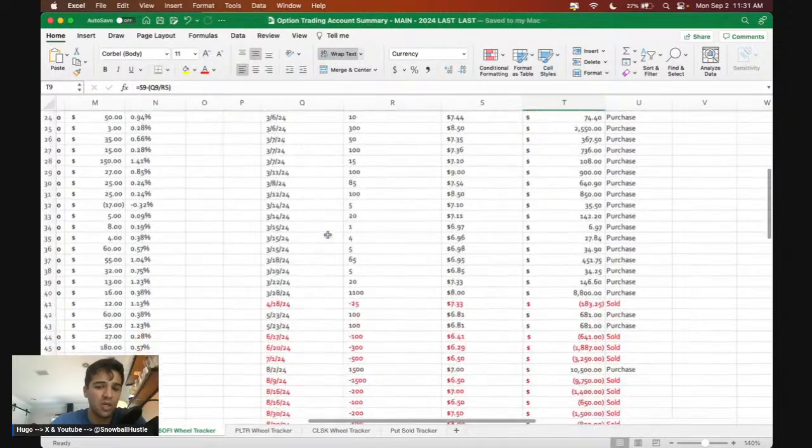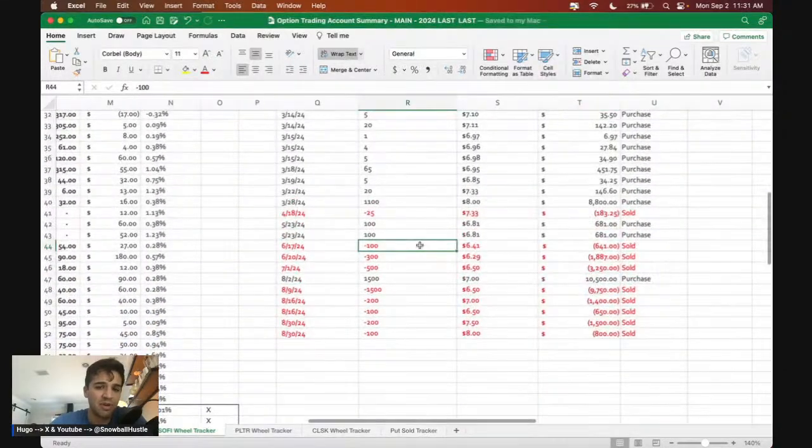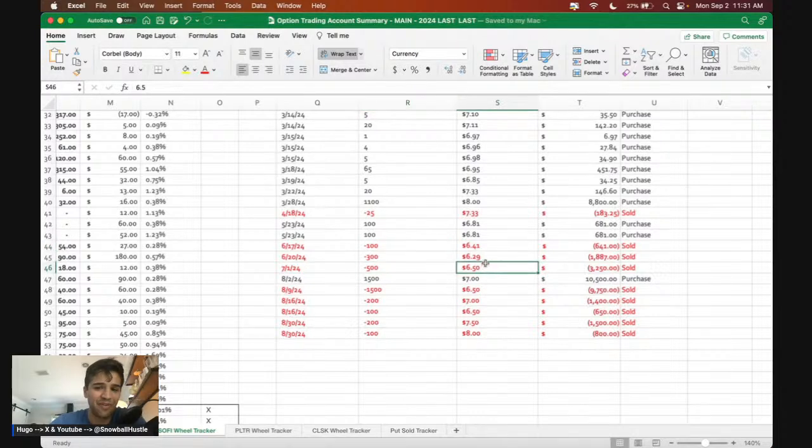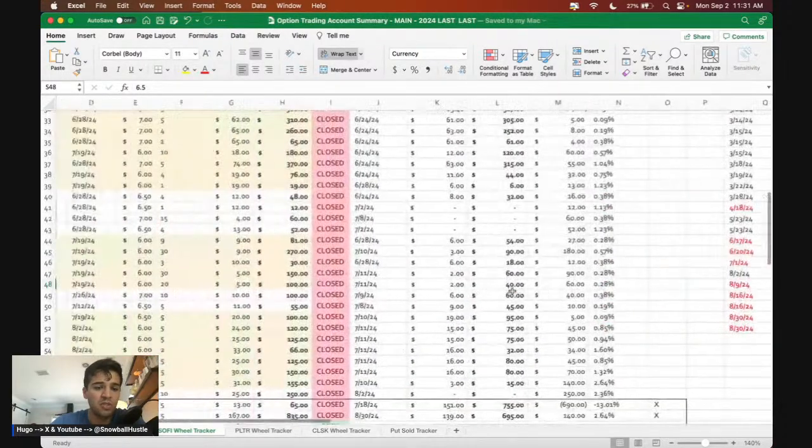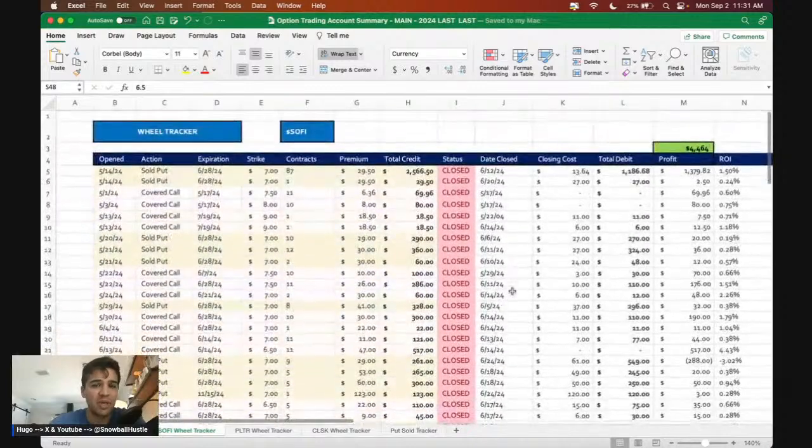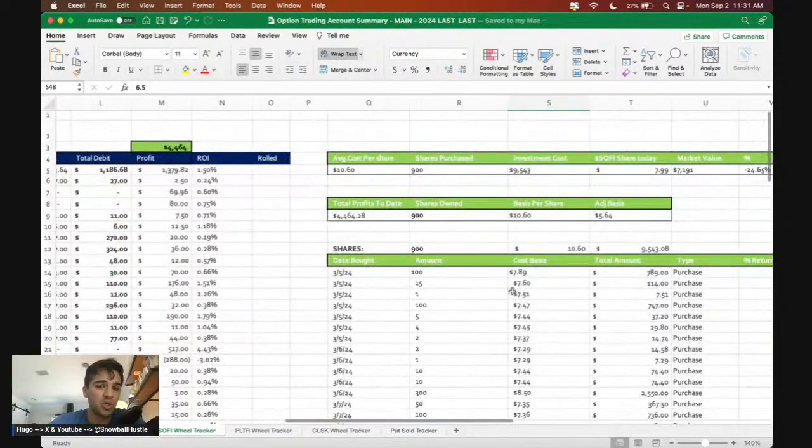And look, I sold SoFi when I probably shouldn't have. I sold a good amount of it. Look, 100, 300 shares, 500 shares when I was at 6.50, 6.29, 6.41. I sold it at a pretty bad time. I sold 1,500 shares at 6.50. So option selling definitely covers your butt and helps you make a bad trade a winning trade.